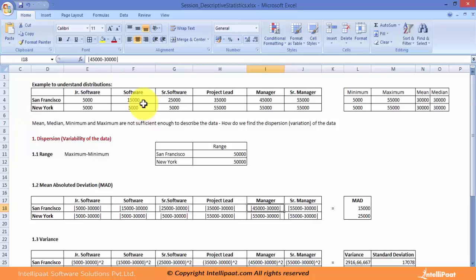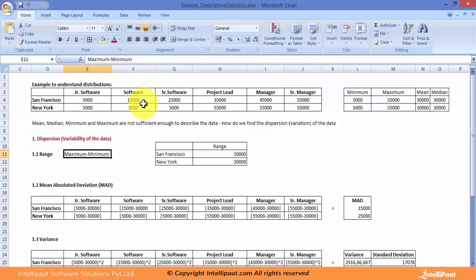So I calculated for all of them, and when I sum all these values, the mean absolute deviation comes out to be 15,000 here, whereas for New York it comes out to be 25,000. So what information is this actually giving me? This information tells me that in the San Francisco company, the people who are earning money are very close to the mean compared to the people in New York, right?